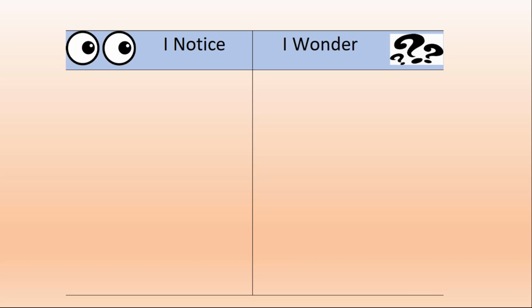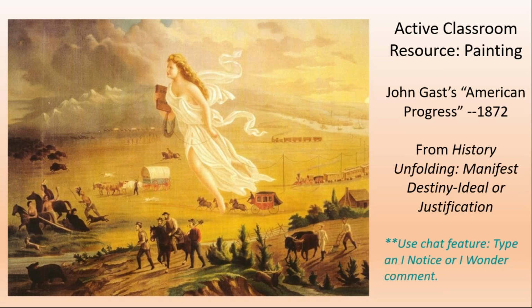So this is where I need you to give some feedback. This is actually a painting pulled out of Active Classroom. Some of you may recognize it. It is John Gast's American Progress. It comes from the History Unfolding series. But if you will use the chat feature, tell me something you notice in this painting or something you wonder about. You can pick I notice or I wonder. And I'll be quiet and let you add your thinking to this.